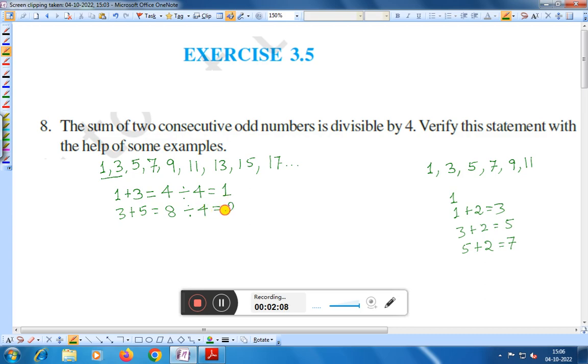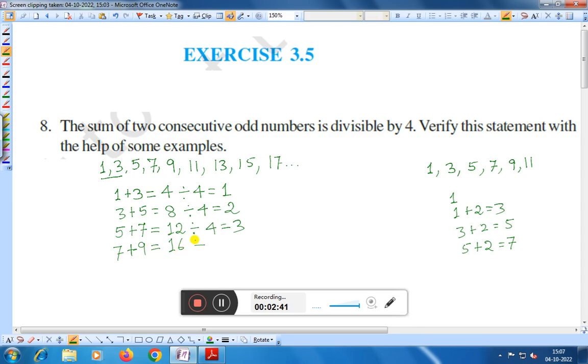That is, 4 times 2 is 8. Next I am taking 5 plus 7. 5 plus 7 is 12. And 12 divided by 4 is also divisible, 4 times 3 is 12. Next I am taking 7 plus 9, and we are getting 7 plus 9 is 16.